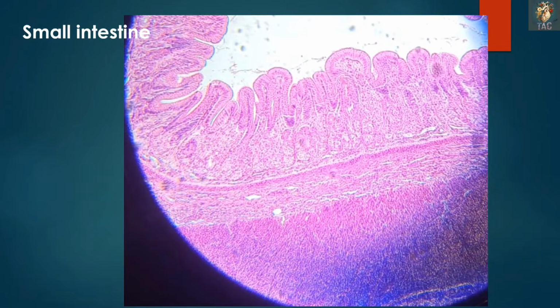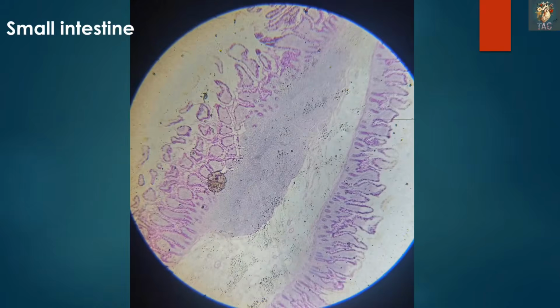Another slide over here, you can see this is also another important slide. You can see the villi, simple columnar epithelium with goblet cells, also the intestinal gland, the muscularis mucosae, submucosa, and then the muscularis externa. So this is another slide for small intestine.